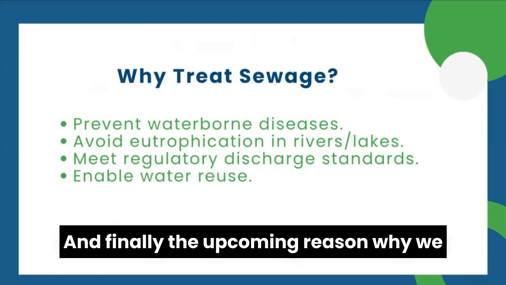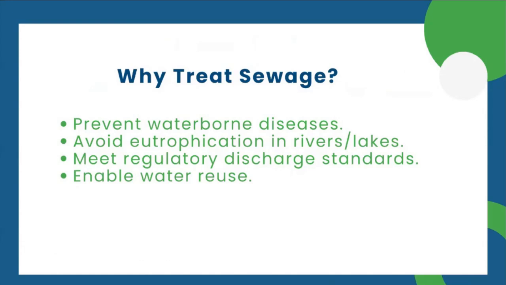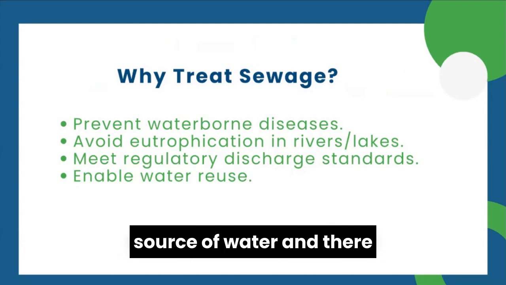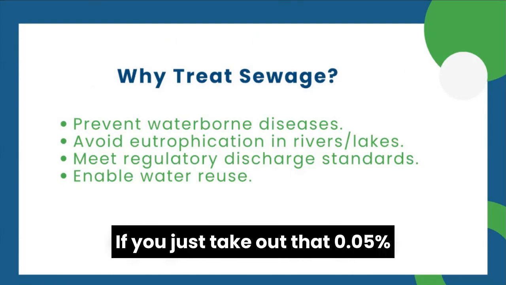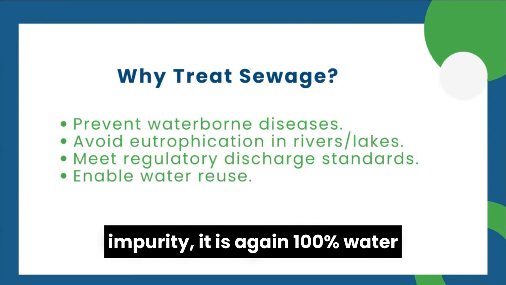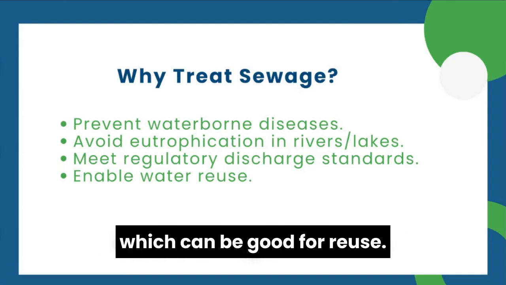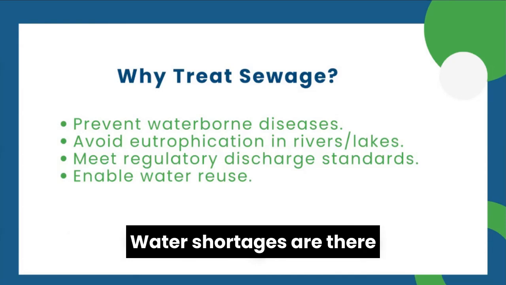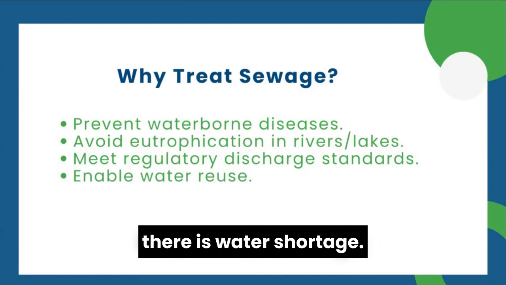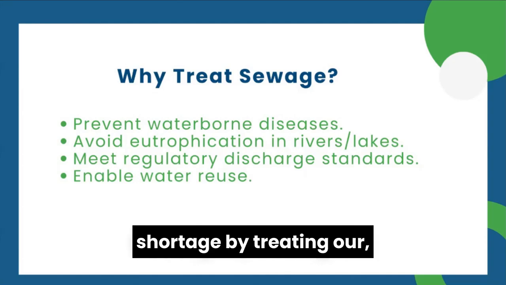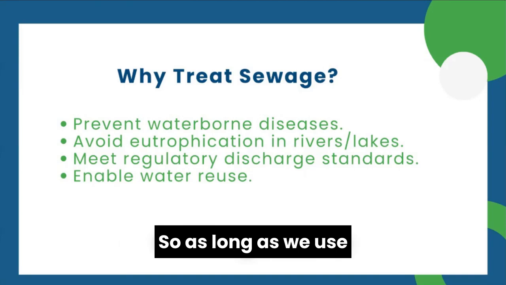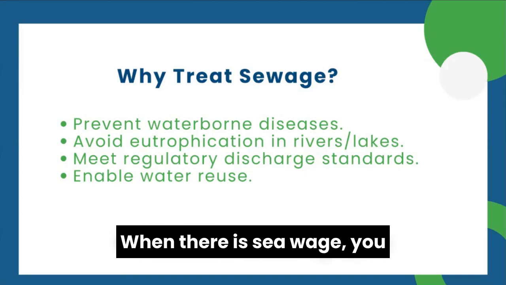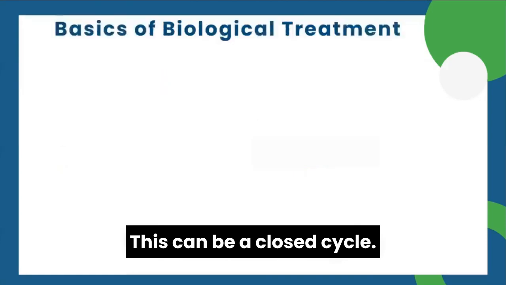And finally, the upcoming reason why we must treat sewage is that sewage is the most reliable source of water, and there is only 0.05% impurity. If you just take out that 0.05% impurity, it is again 100% water, which can be good for reuse. And water shortages are staring at us. Water shortages are there everywhere. In every city, there is water shortage. We can overcome this water shortage by treating and reusing our sewage. So as long as we use water, there is sewage. When there is sewage, you can treat and reuse it. This can be a closed cycle.